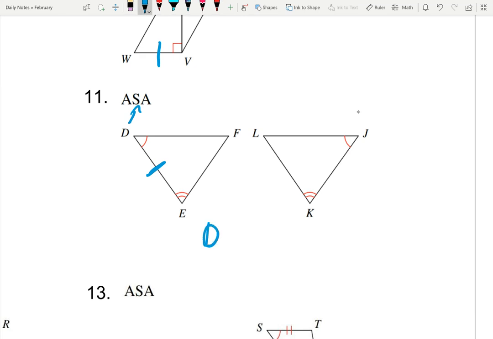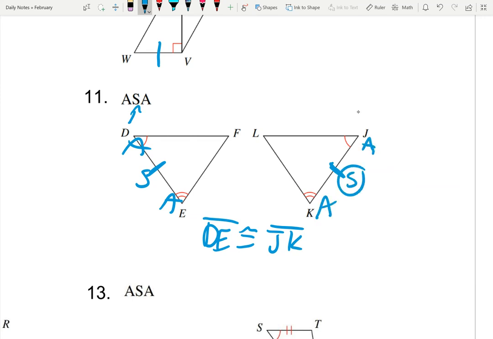So we would need DE to be congruent with, again, the side that goes between the two angles here, which is JK. So it has to be congruent with JK. And remember, when you read it, you have angle side angle and angle side angle. Again, the side is between the two angles. That's the reason why it's written that way, angle side angle.